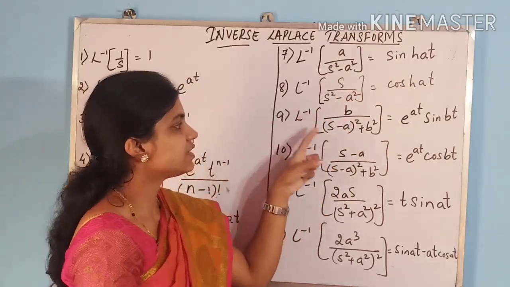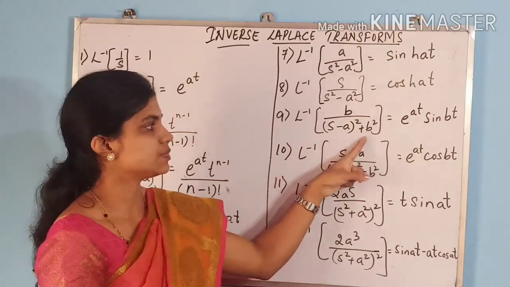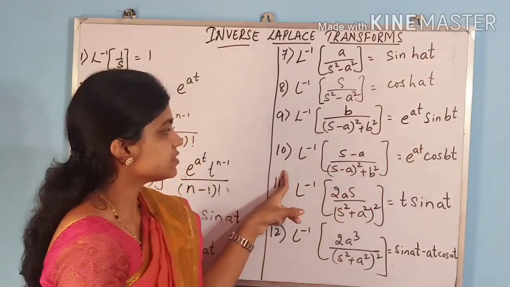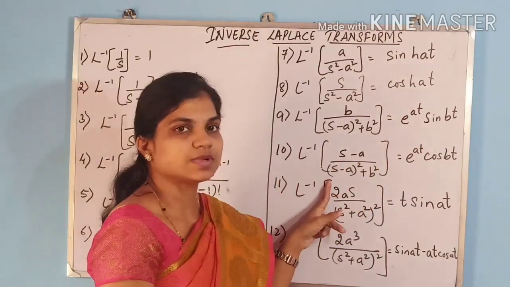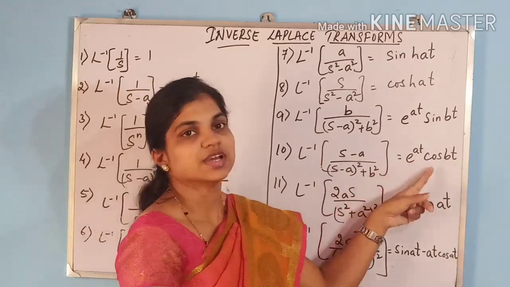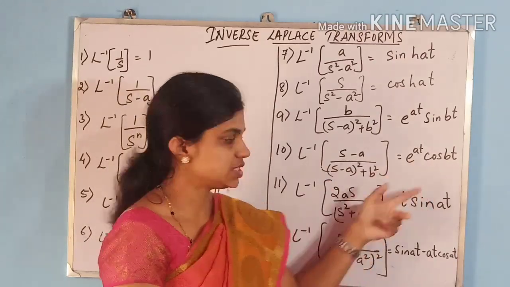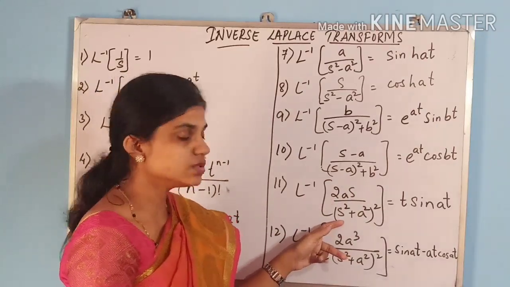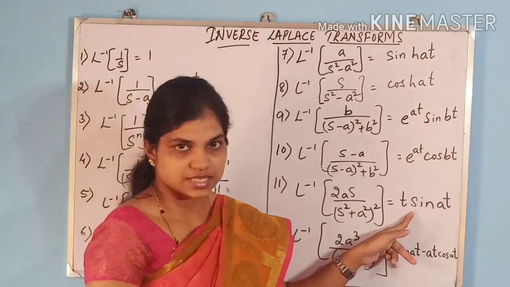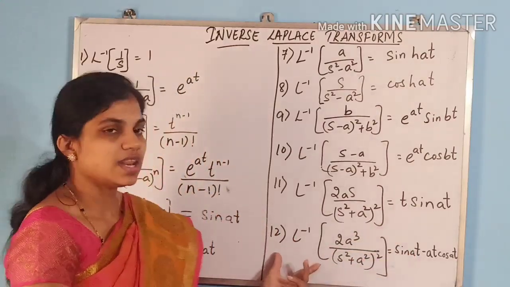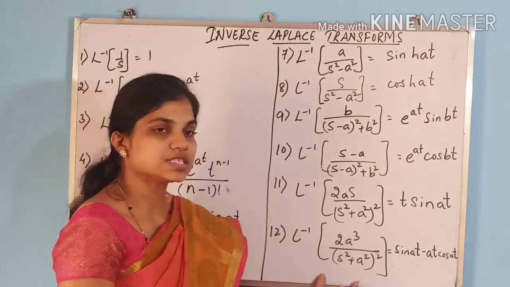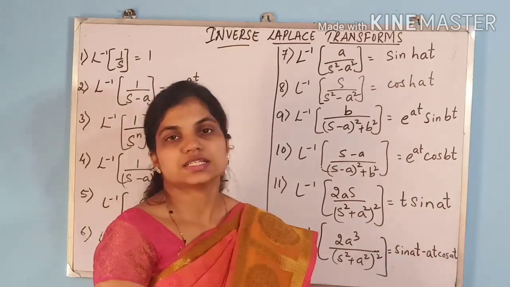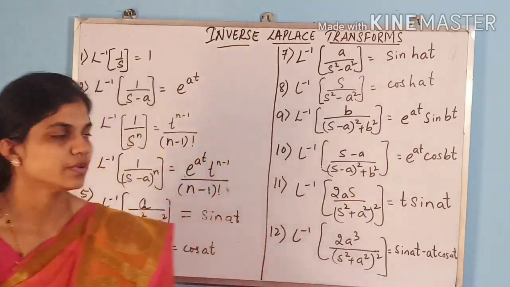Laplace inverse of b divided by (s minus a) the whole square plus b square is equal to e raised to at sine bt. Laplace inverse of (s minus a) upon (s minus a) the whole square plus b square is equal to e raised to at cos bt. Laplace inverse of 2as upon (s square plus a square) the whole square is equal to t sine at. And the last one is Laplace inverse of 2a cube upon (s square plus a square) the whole square, which is sine at minus at cos at.